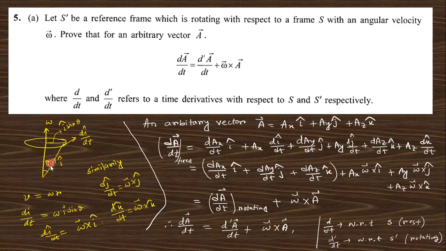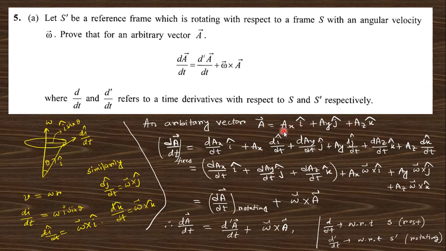From here you can see, if this is i, the di/dt will be perpendicular to this i. So this gives you i sin theta. Since v equals r omega, di/dt, which is v, will be omega times r, and r is this i sin theta. So di/dt equals omega cross i, because omega i sin theta gives you this. Similarly, dj/dt can be omega cross j and dk/dt will be omega cross k.